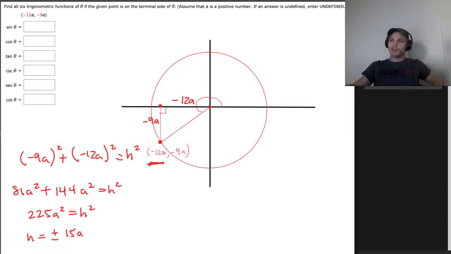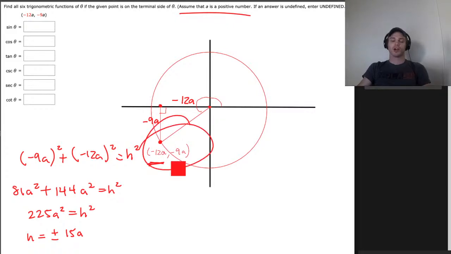Oh, great, this is awesome. We were about to have a problem, but then I noticed this. Assume that a is a positive number. Okay, so that means we are in this quadrant. That's super, super important. We are in quadrant 3. So I know that the sign is negative in quadrant 3.